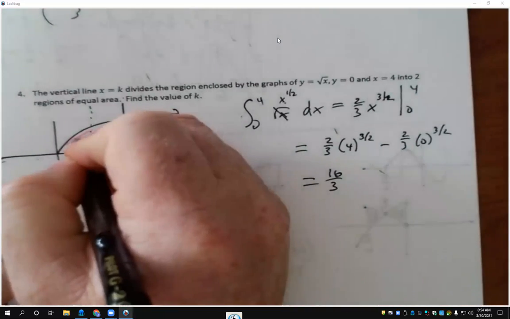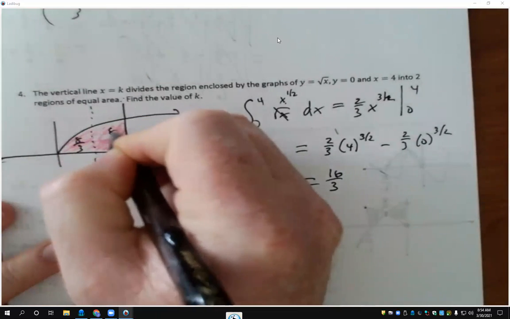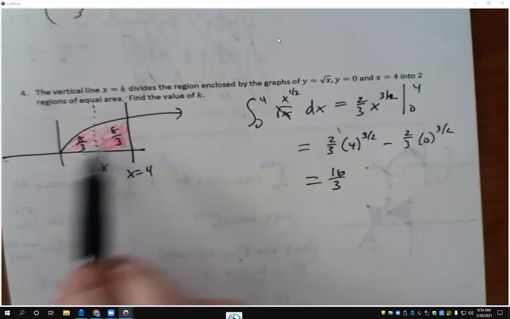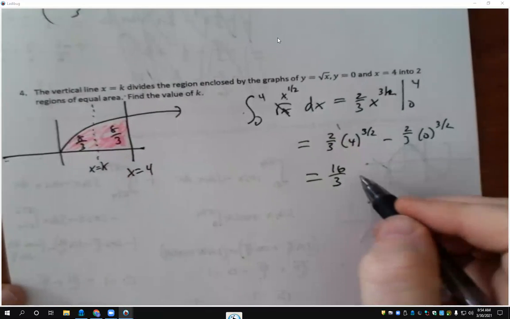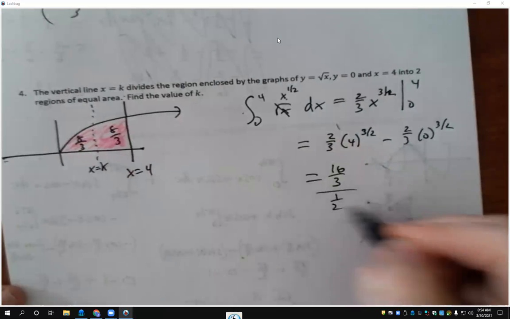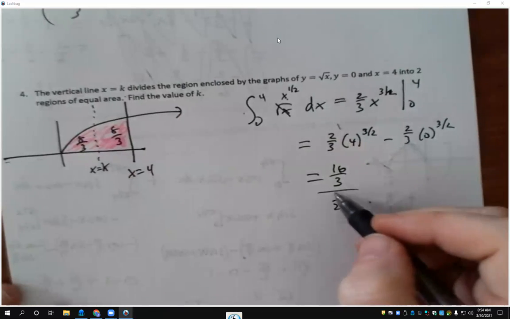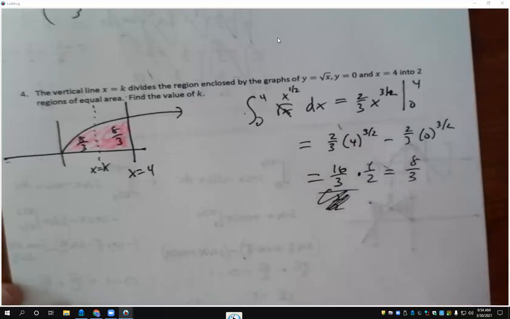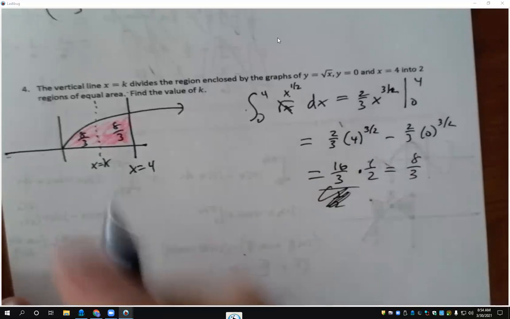Well, if that's true, this is 8/3 and this is 8/3 because it divides it equally, right? And 8/3 plus 8/3 is 16/3. Or I could have just done half of this, right? Not divide by half, but multiply by half and get 8/3. Okay, so now it's asking me to find k.